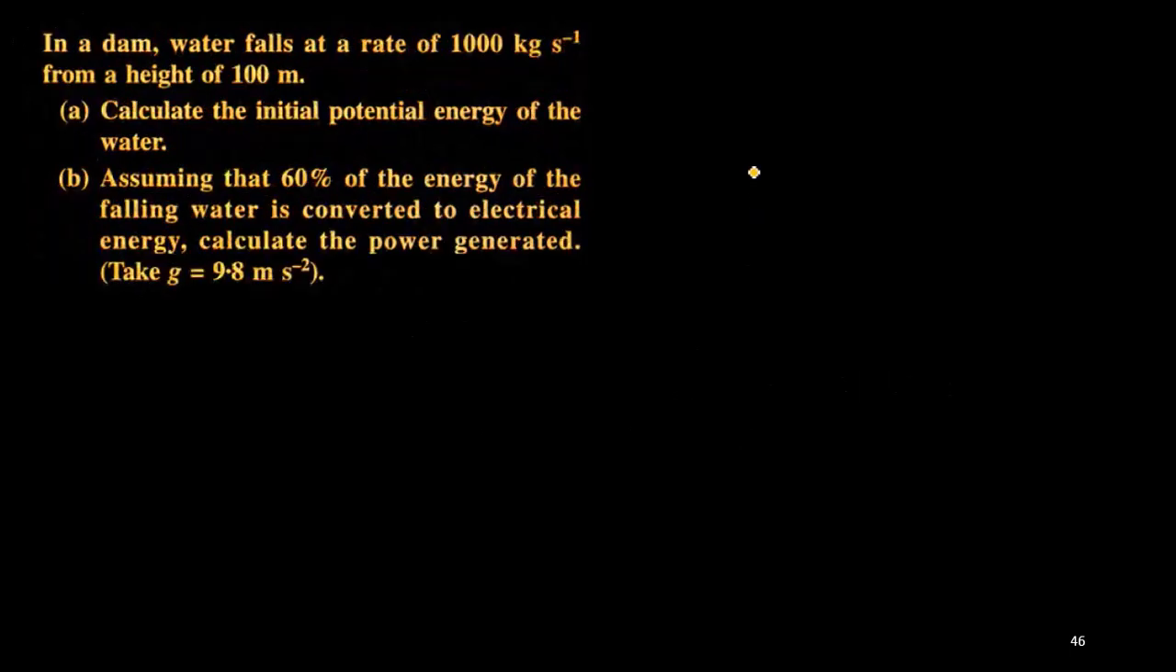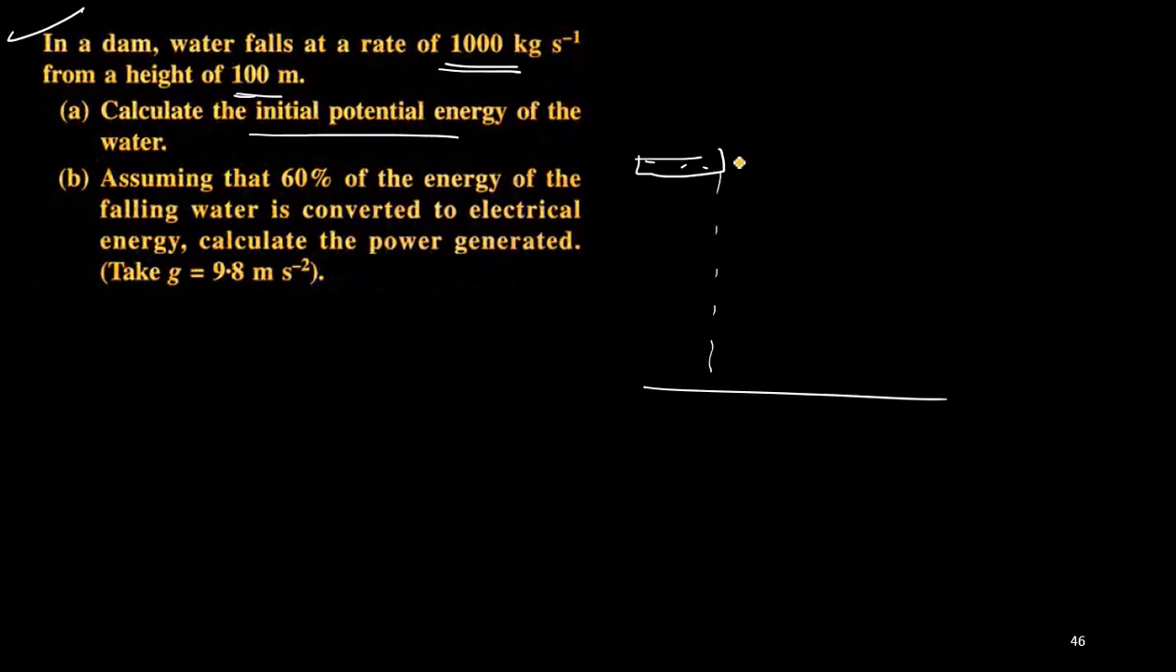Okay. So in a dam, water falls at the rate of 1000 kg per second from a height of 100 meter. So initially the dam is there, where the water is being stored, and it falls from a height of this much. So potential energy over here is also simply mgh. What is the mass of water? 1000 kg per second, into g is 10 and h is 100 meter. Okay, so this is the initial potential energy of the water.